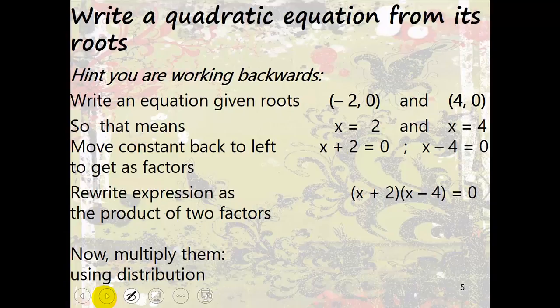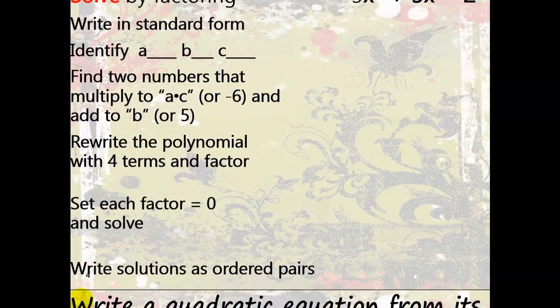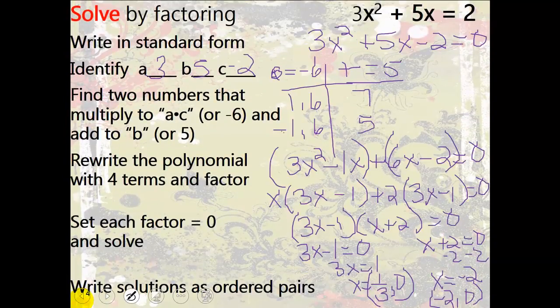Now we're going to work backwards, okay? We're going to write an equation from its roots. So let's look back, okay? Here are the roots. We start with the roots as ordered pairs. We make note of what the x's equal. Then we're going to move what x equals back over to the left, rewrite it as the product of those two factors set equal to 0, and then we're going to multiply it out, all right?